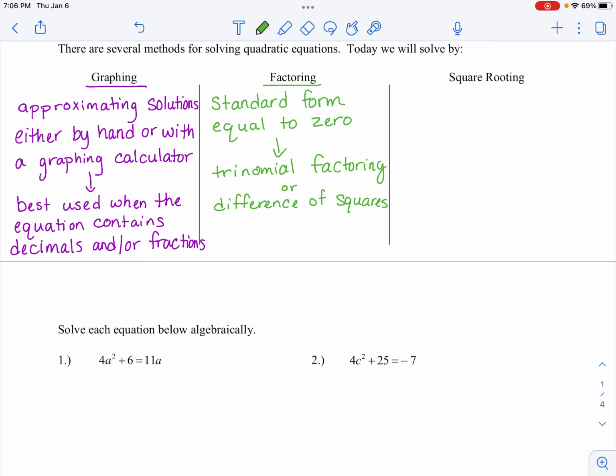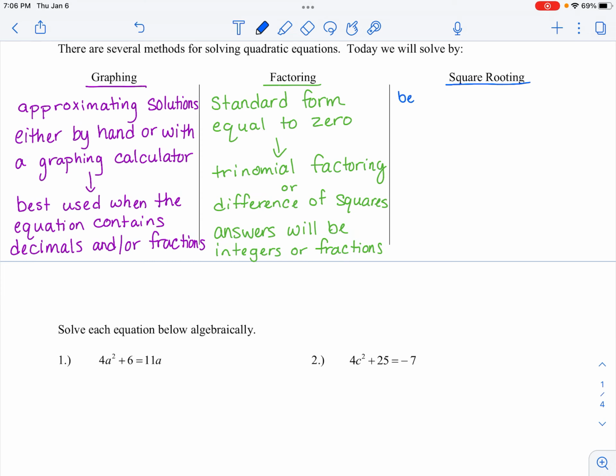Okay. And the nice thing about this is that our answers will be integers or fractions. Okay, so they'll have usually prettier answers to deal with. All right, and then the last method is square rooting. All right, this is going to be kind of the newest concept out of the three, I would say.